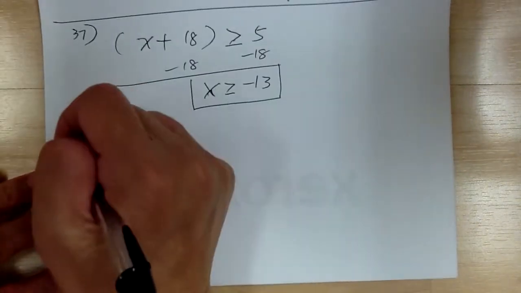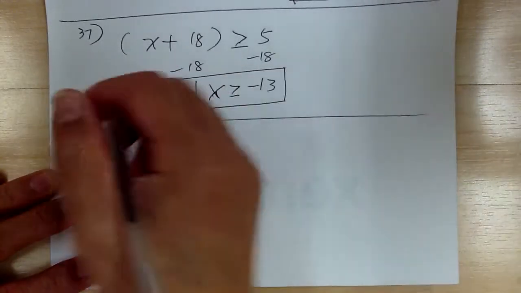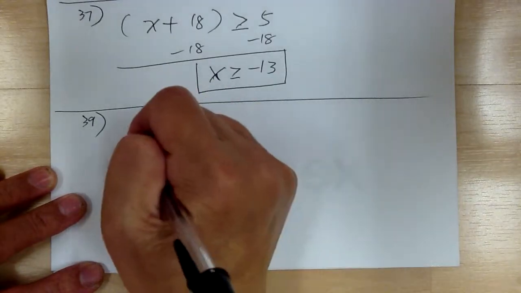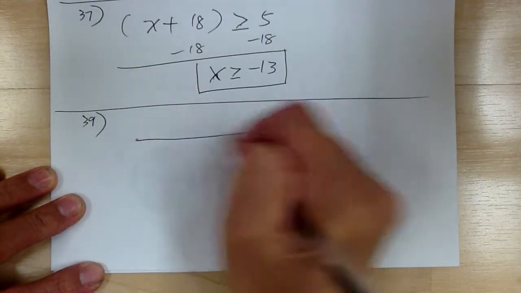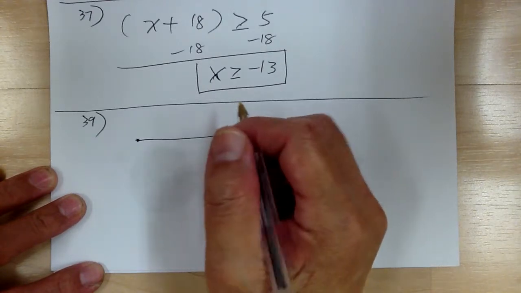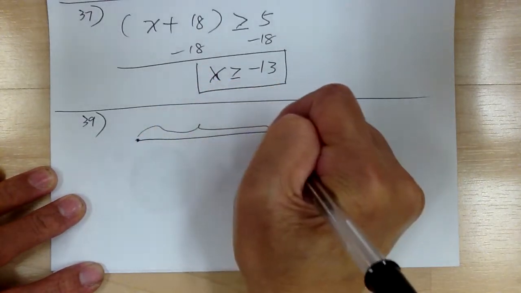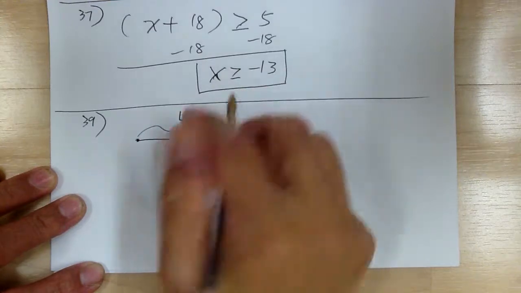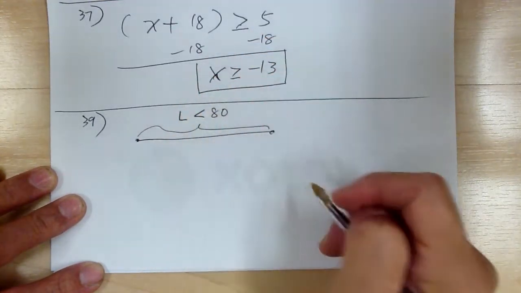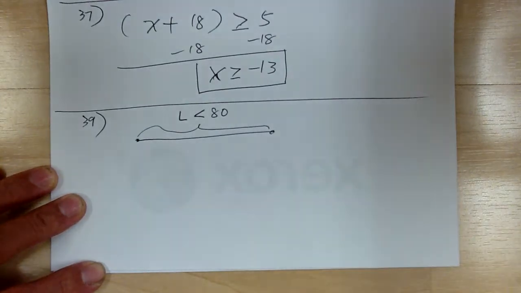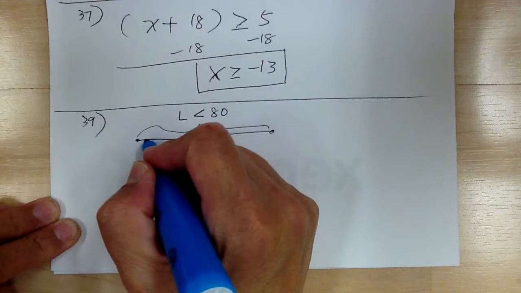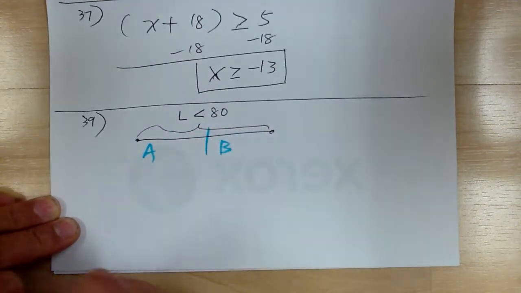Okay, let's go to number 39. Okay, so you have a rope. So I'm going to draw a rope. And the rope is less than 80 meters. So what you need to do is go and call this length. So the length is less than 80 meters. And it's going to cut into 2 pieces. So it's going to cut. Again, you're going to get the A and the B.